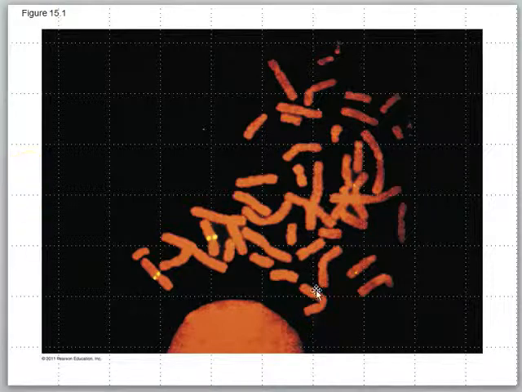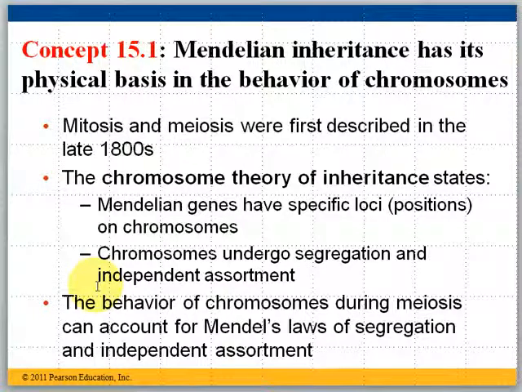So now not only can we see the chromosomes, but we have the ability to locate on that chromosome exactly where the gene is that controls a particular trait that we're talking about or studying. Pretty amazing. It would blow Mendel's mind. So starting with concept 15.1, it says Mendelian inheritance has its physical basis in the behavior of chromosomes. So now we have the ability to tie physical action within the cell with these ideas that Mendel first developed way back in the 1800s.